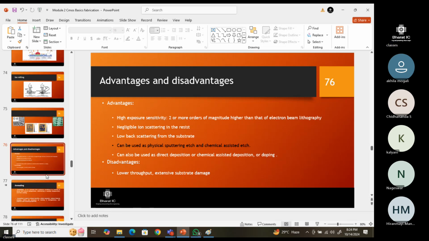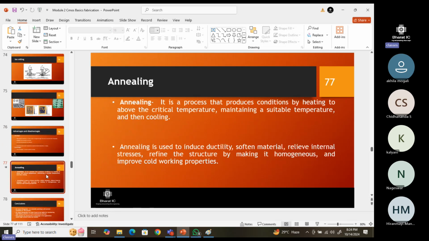Okay, now after this ion beam lithography is done, I've already told you about lithography and the annealing technique. If you go to the top sheet, you will be able to see annealing. It is the process that produces conditions by heating to above critical temperature, maintaining a suitable temperature, and then cooling. So this annealing thing I have already explained. Again, I am telling this annealing thing.